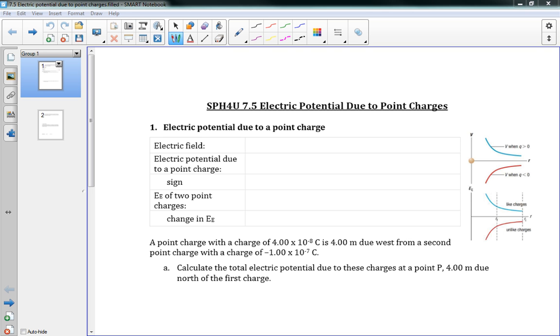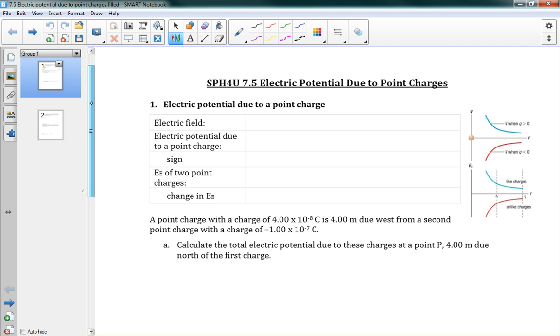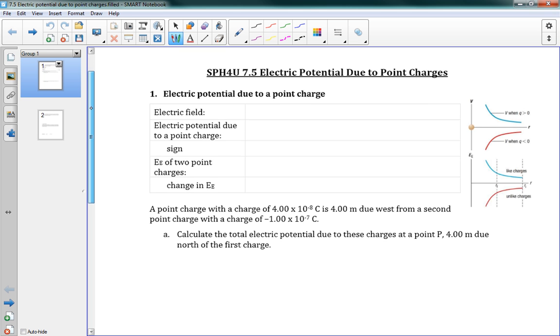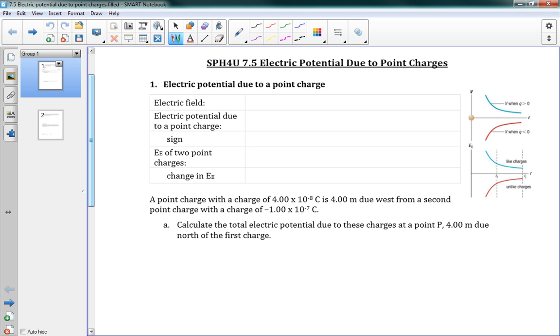Okay, so 7.5, electric potential due to point charges. We've really been building up our understanding of electric fields and electric potential energy, and this is one of the culminating points. And we're asking in this lesson, if we have a single point charge, a single little item of charge, what is our electric potential going to be from that? What is V going to be from that? And we have a way of calculating that.